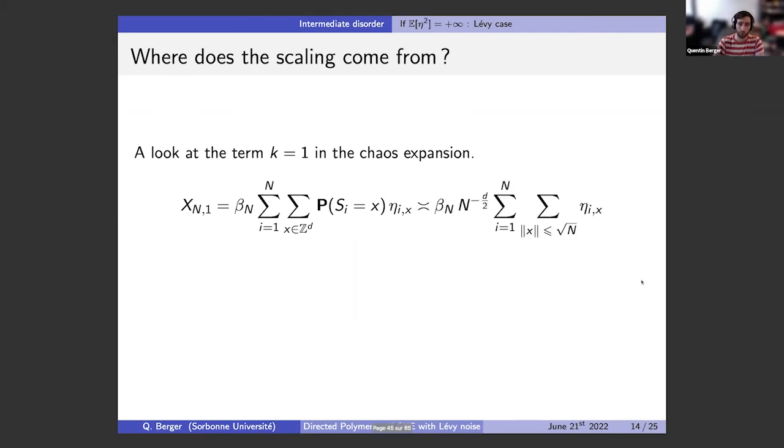What I'm saying is that first of all, this random walk kernel is of order n to the minus d/2. This is the local limit theorem, as long as x is smaller than square root of n. If x is larger than square root of n, this probability will be exponentially small, so I will discard these terms. And more or less uniformly, for all x smaller than square root of n, the probability that a random walk ends exactly at x is of order n to the minus d/2.